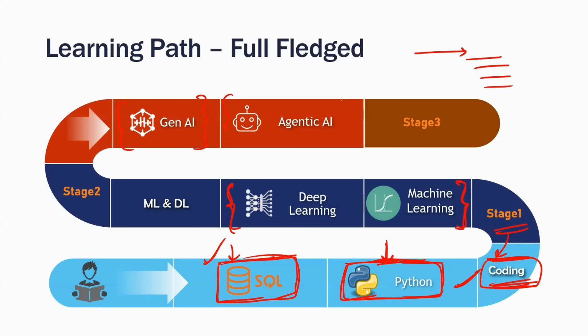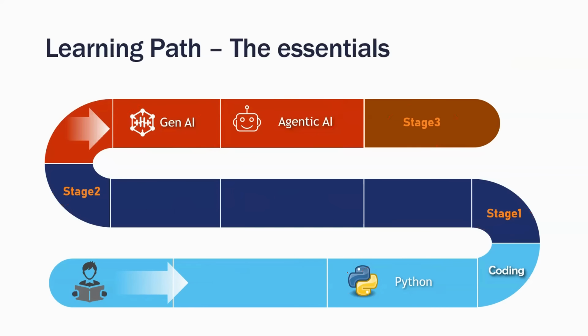Then the advanced version of generative AI, which is Agentic AI, that is stage 3. So I have divided it into stage 1, stage 2, stage 3. Stage 1 is coding, stage 2 is ML and DL, stage 3 is Agentic AI. But if you want to go for a shortcut method, the most important one is Python. You must do it. Maybe you can skip machine learning and deep learning, and go from Gen AI to Agentic AI. Directly jumping onto Agentic AI, I do not suggest. So the bare minimum essentials would be Python, followed by Gen AI, followed by Agentic AI.